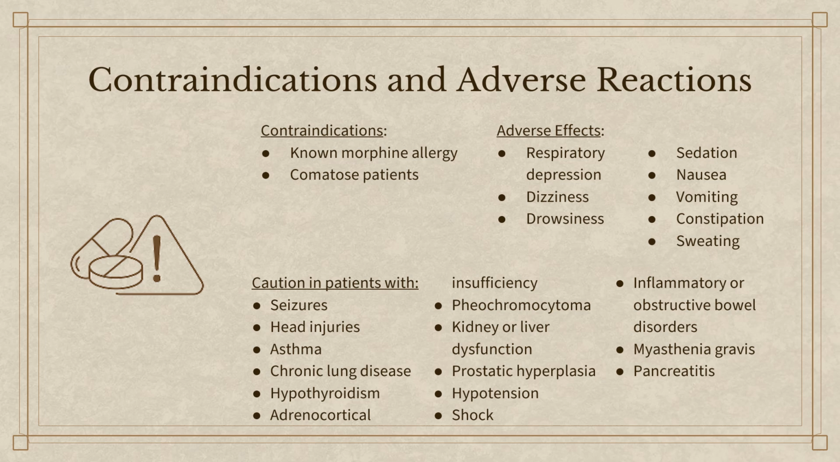Morphine is contraindicated in patients with a known allergy to morphine or those with respiratory depression. It should not be used in a comatose patient, and I'm not sure why you would do that anyway. It should be used with caution in patients with seizures, head injuries, asthma, chronic lung disease, hypothyroidism, adrenocortical insufficiency, pheochromocytoma, kidney or liver dysfunction, prostatic hyperplasia, hypertension, shock, inflammatory or obstructive bowel disorders, myasthenia gravis, and pancreatitis. Caution should be used in patients with opioid addiction.